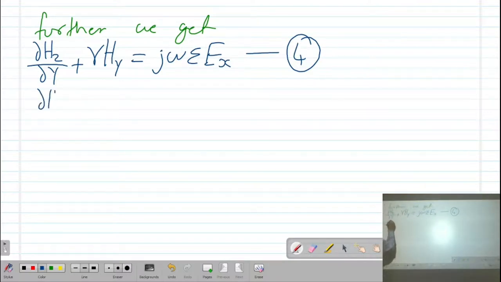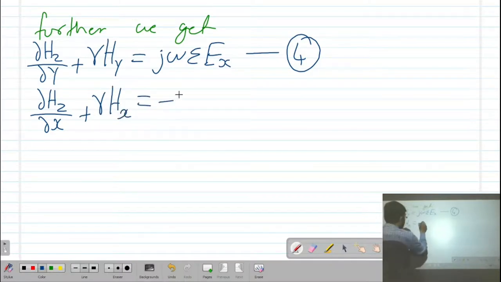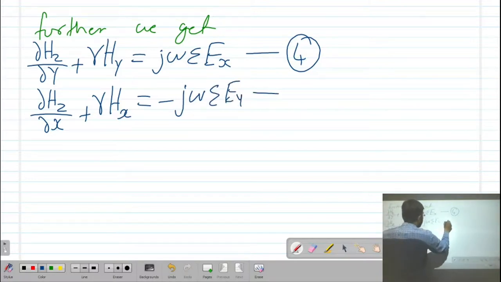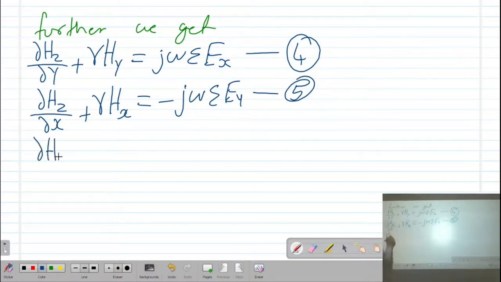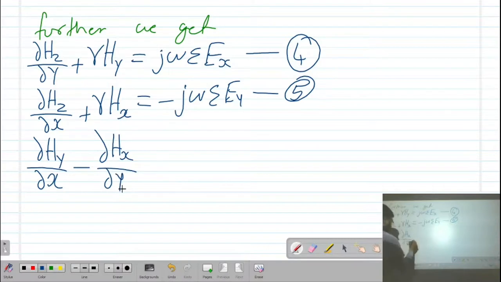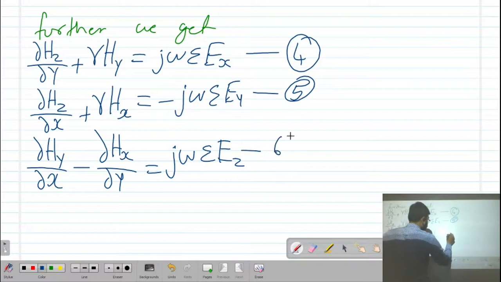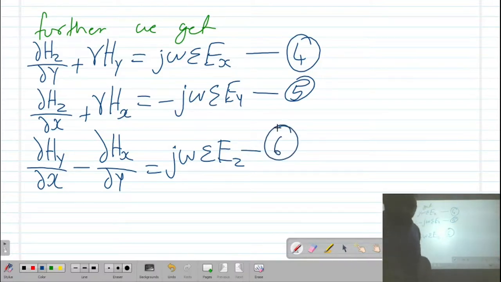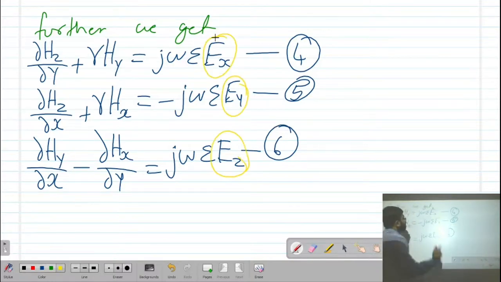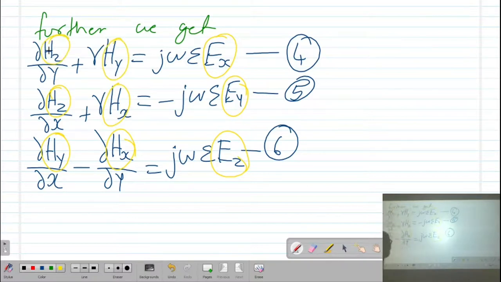Similarly, we will have del H of z by del x plus gamma H of x is equal to minus j omega epsilon E of y, this is equation number 5. Del H of y by del x minus del H of x by del y is equal to j omega epsilon E of z. So we have three terms, Ex, Ey and Ez, related to the H component, that is, the electric field and the magnetic field. This H is nothing but the magnetic field component.